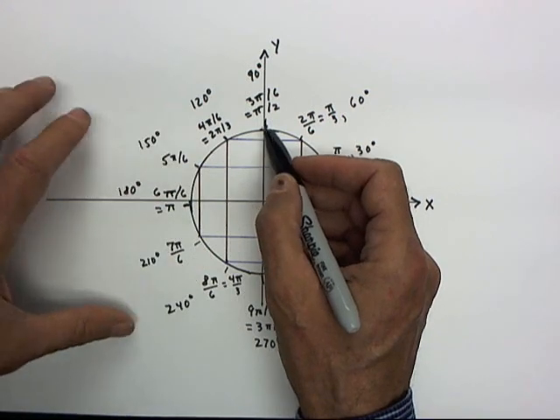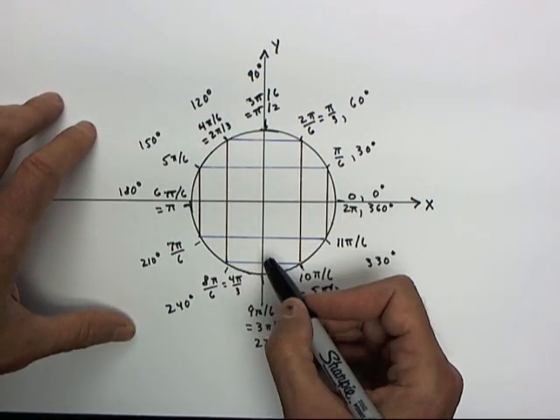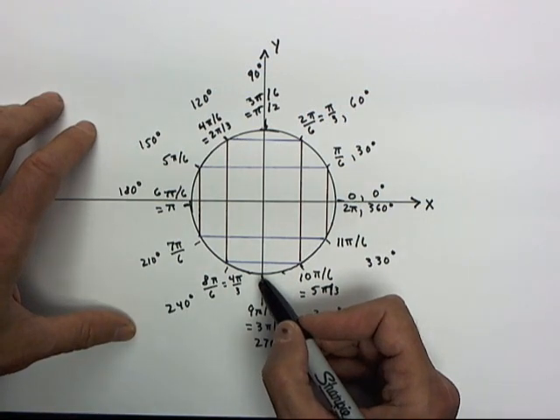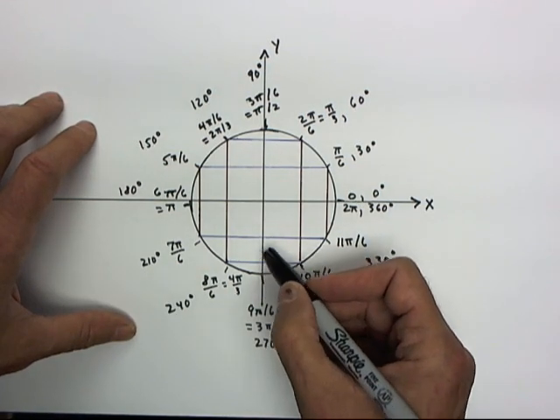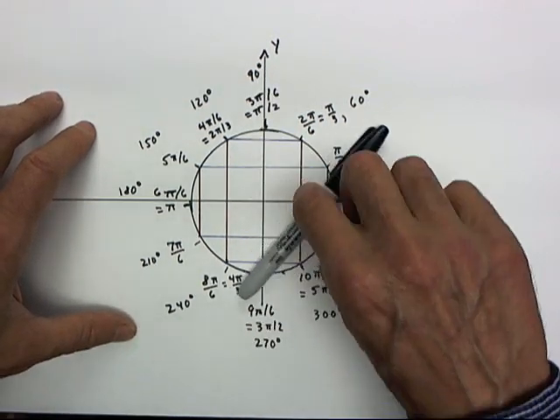And then it starts coming back down. So it goes down to 0.9, 0.5, 0, negative 0.5, negative 0.9, negative 1, negative 0.9, negative 0.5, 0. So along the y-axis, those are the numbers we get.